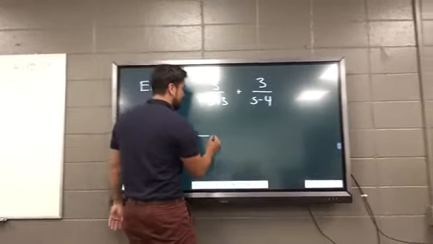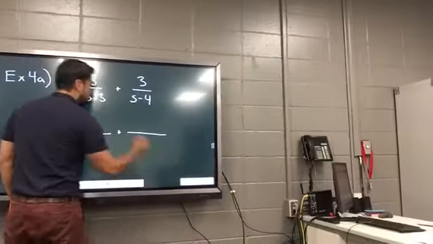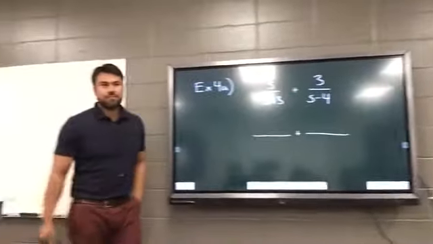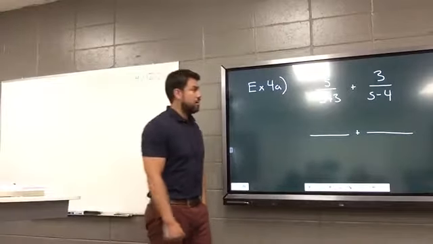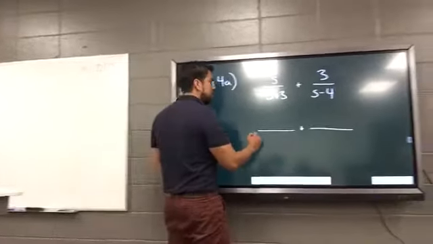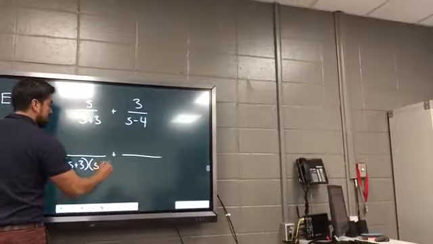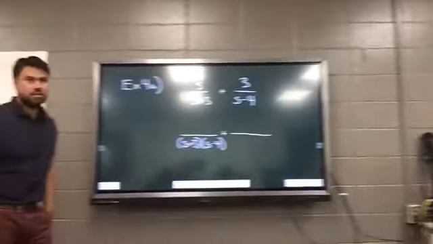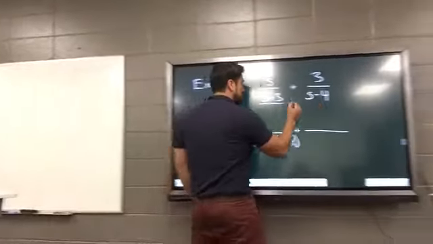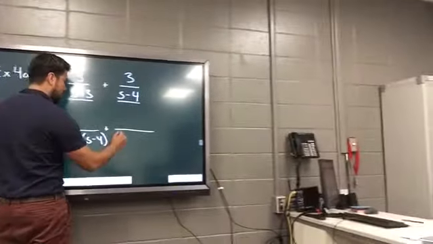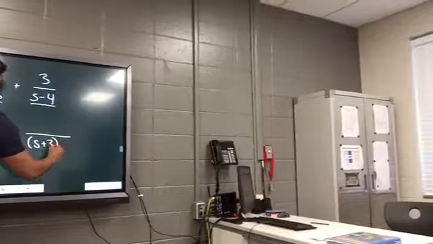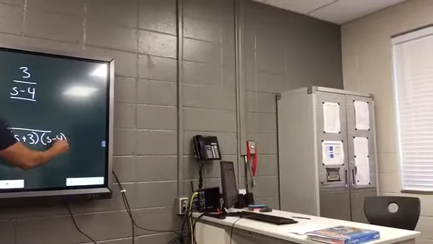Does anyone know what the LCD of those two is? I think it's S plus 3 times S minus 4. That's it. That's all it is. It's those two binomials multiplied together. So S plus 3 times S minus 4.